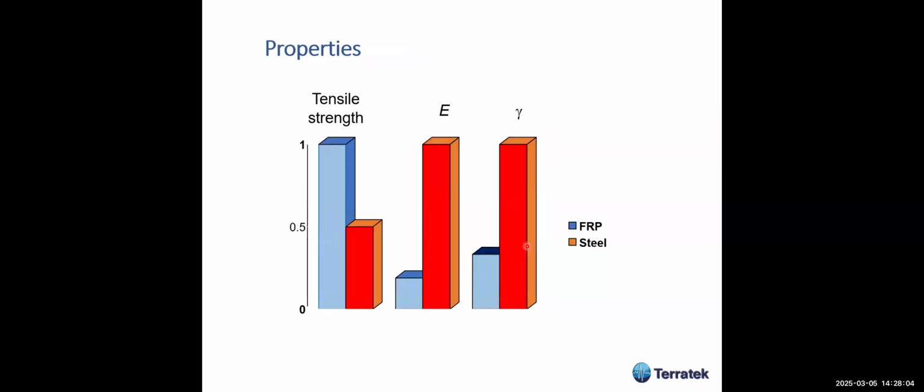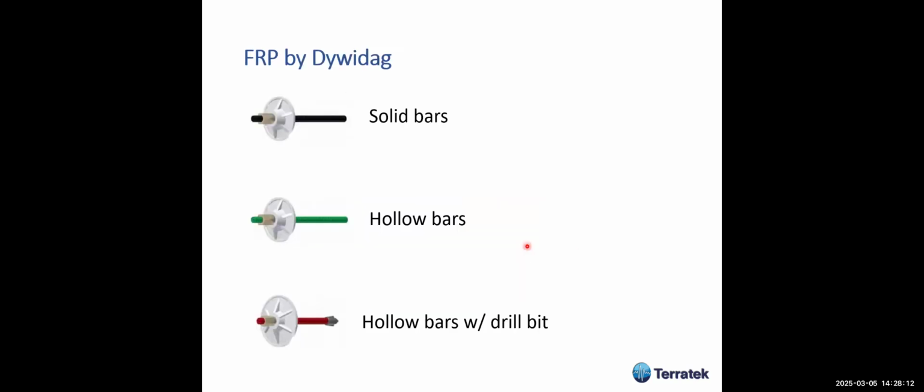The problem is, the tensile strength is very high, the modulus is very low. The weight is very low, which is good for applications. And here are some examples. For instance, Dywidag, this international company that makes steel bars, etc. They also do FRP. They have solid bars, hollow bars with a drill bit.